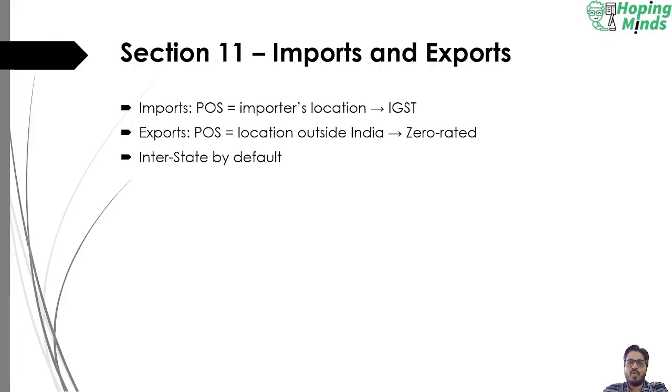So next we have imports and exports. In case of imports, the place of supply is the importer's location and IGST shall be charged. In case of exports, the place of supply will be a location outside India and it will be treated as zero-rated sales, and by default it will be considered as an interstate supply, and since it is zero-rated, no GST shall be charged. Again, in case of exports, we have options to either pay GST upfront or export without paying GST by opting for LUT, that is letter of undertaking or a bond.